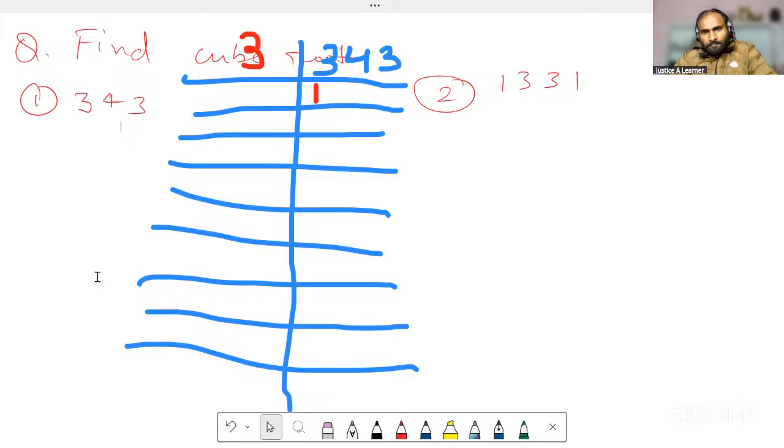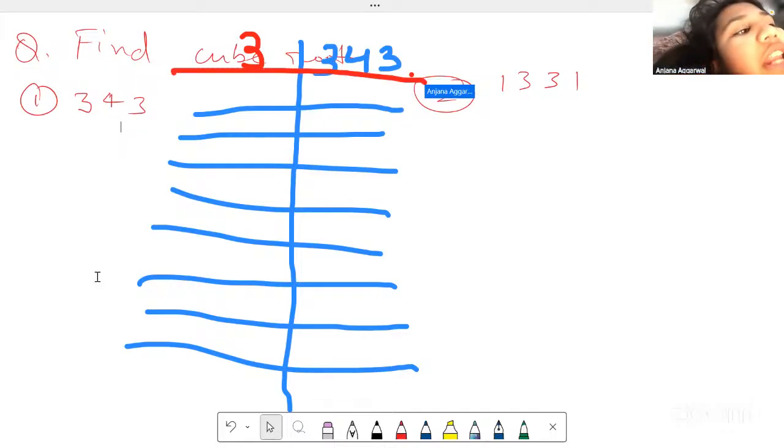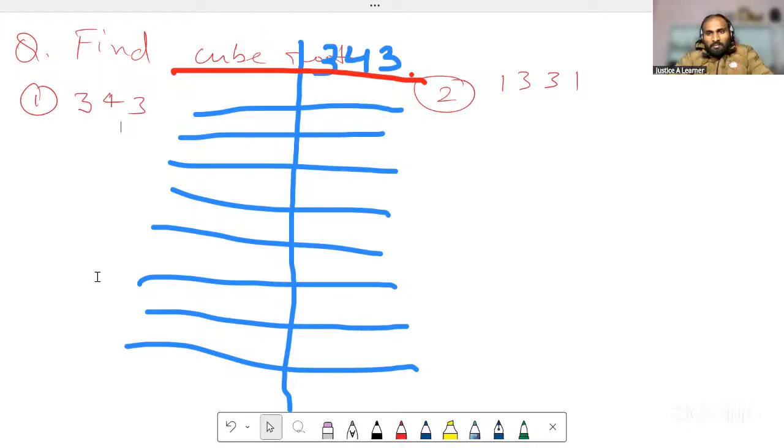Wait, it's not able to be divided by 3. I told you the rule: always use a prime number. So 2 is a prime number, 3 is a prime number, then 5, then 7. In cube root, can I still use 2? Yeah, always use prime numbers.